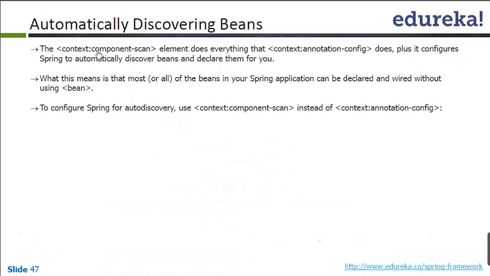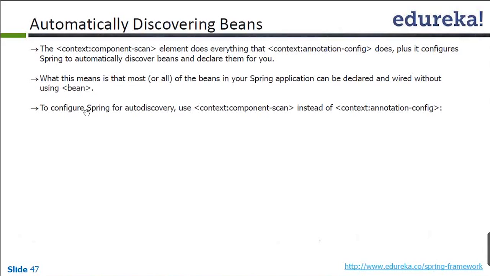Automatically discovering beans. The context:component-scan element does everything that context:annotation-config does. Plus, it also configures Spring to automatically discover beans and declare them for you. What does it mean?